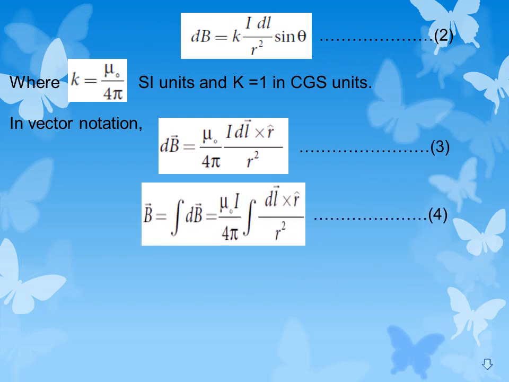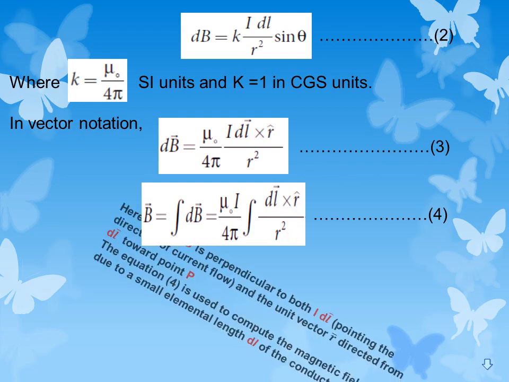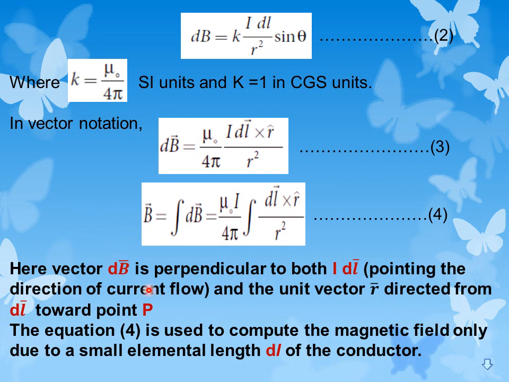If you take the integral on both sides, we get integral of dB is equal to B vector, and mu naught I by 4 pi is apart from the integral, so we take it out of the integral, then dl cross r cap by r square. The vector dB is perpendicular to both I dl, pointing in the direction of current flow, and the vector r cap directed from dl toward the point P. Now equation 4 is used to compute the magnetic field only due to a small length dl on the conductor.